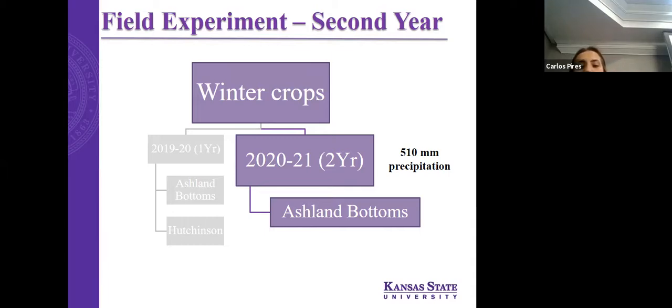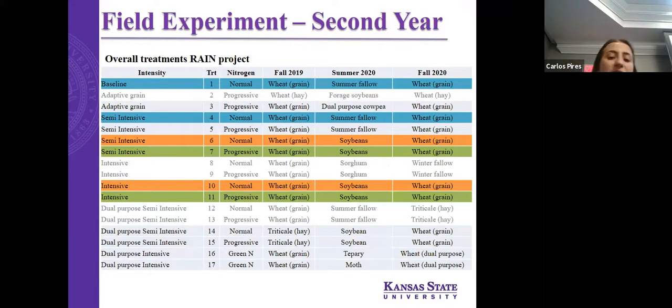So basically, I'm going to go ahead and talk about the second year. We did have a little bit less precipitation in Ashland than the first year, but still it's enough for winter wheat. And basically, we have the list here of the 17 treatments.